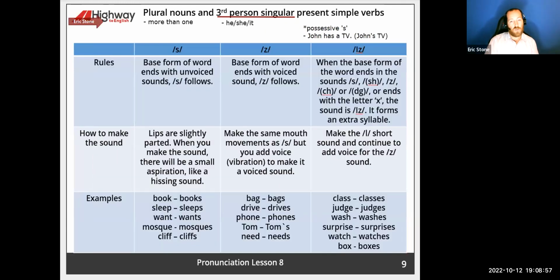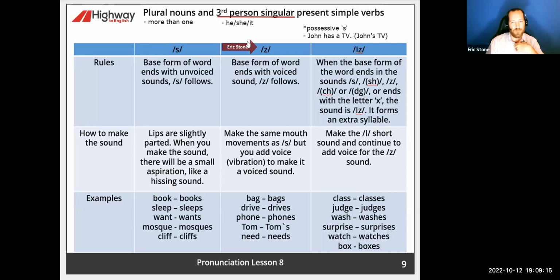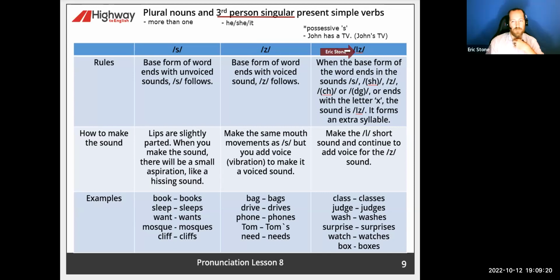Very good. So there are 3 sounds of this S. The first one is unvoiced, the S sound. The second one is voiced, Z, like this. And the third one is "iz." You have to say "iz." Yeah, that's the sound. So whenever you're ready, let's start with this one. Please read the rules.